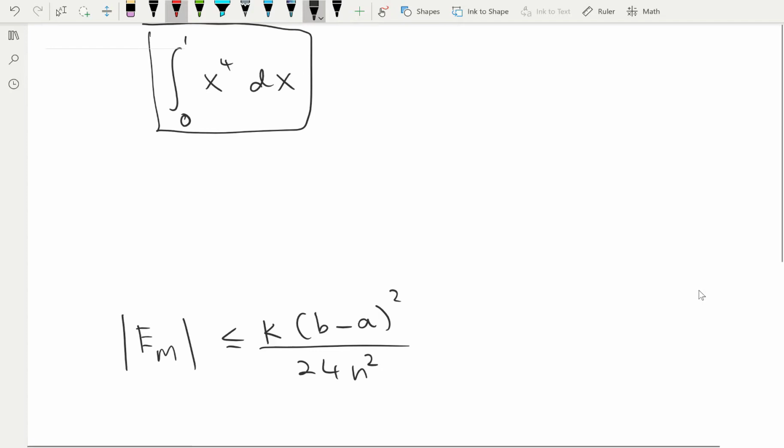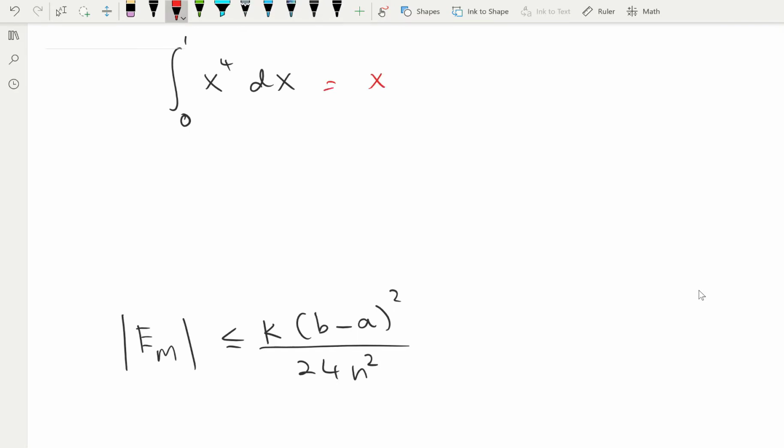Now if you look at this function, isn't this the easiest function to integrate by hand? I mean, we can just use simple integration rules, right? So if you integrate x to the 4, what do you get? You get x to the 5 over 5, right? Now since this is a definite integral, you want to evaluate it at 1 and 0, and then you have to subtract. Now if you do that, what you get is 1 over 5.